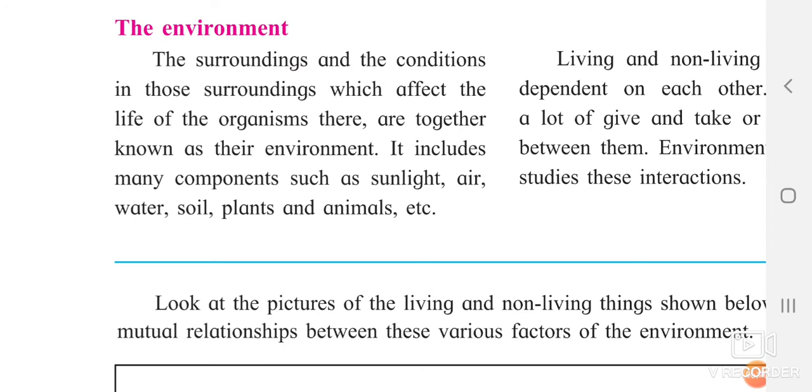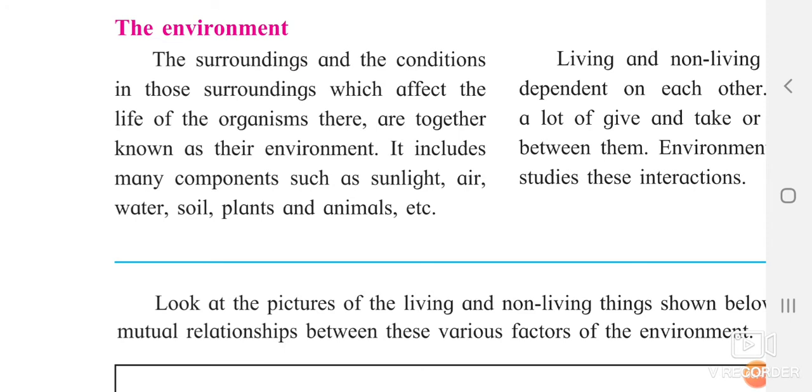What are the conditions going on nowadays? It is rainy season. So the surrounding and the conditions in that surrounding which affect the organism's life means, if I am staying at a particular place, the surrounding nearby to me will affect my health, it will affect me. So that is said to be my environment. Okay, so the environment of a particular person can vary according to place.